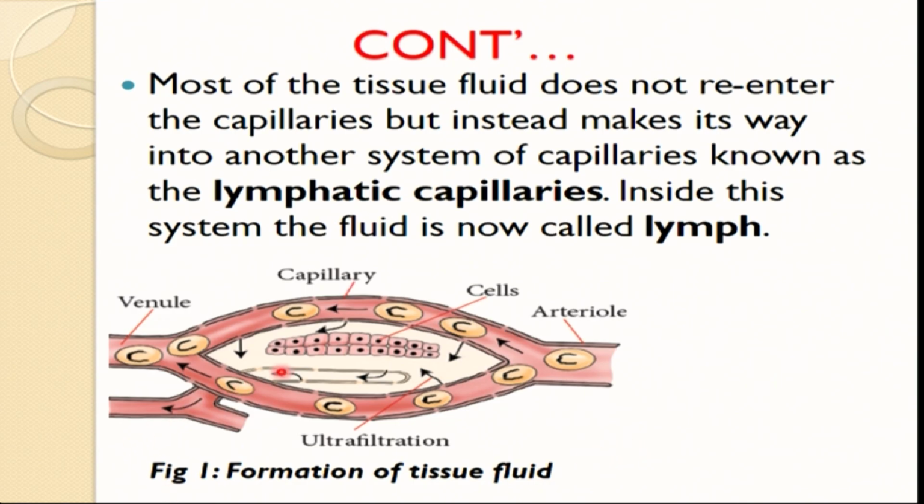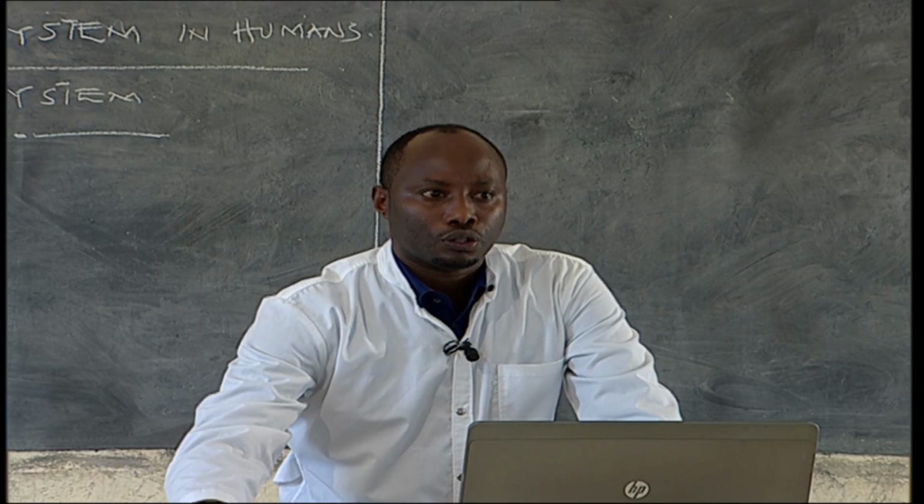Let us go through the diagram of the formation of tissue fluid. As I mentioned here, we have the venular end, we have the arterial end, and we have the capillary. We have the cells that are surrounding these capillaries. How is the tissue fluid going to be formed in biology? I want you to understand how the tissue fluid is formed.